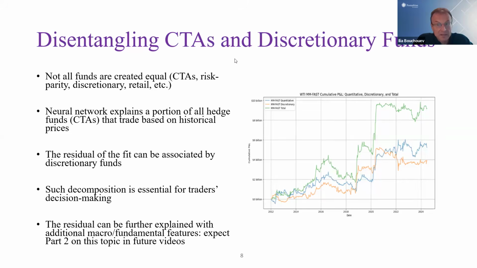But what this algorithm basically does is explain a portion of the funds that make their decision solely based on the historical prices. And then the residual would be other traders that make their decision based on other information. Such a decomposition is extremely valuable when you're trying to make a trading decision, for hedgers, for policymakers. Is this market driven really by algorithms, or is it driven by human beings reacting to fundamental and macro information?